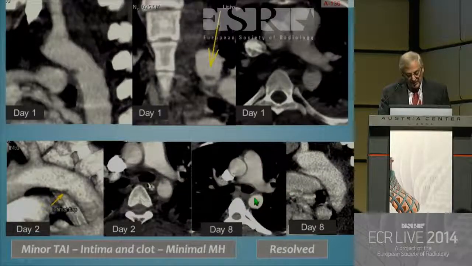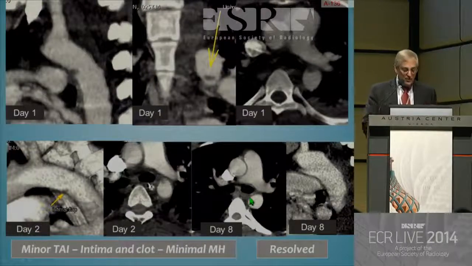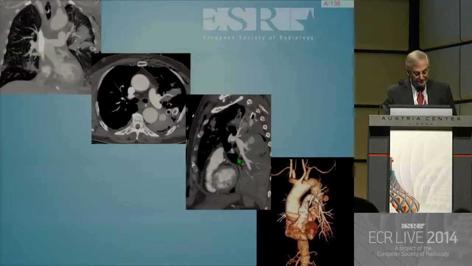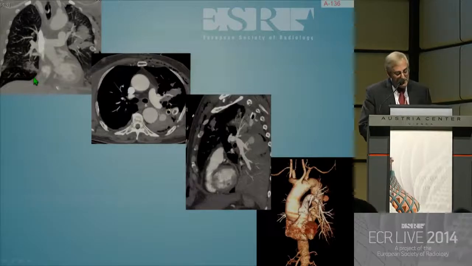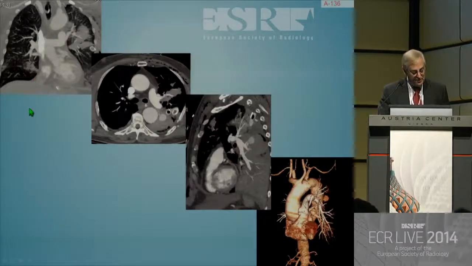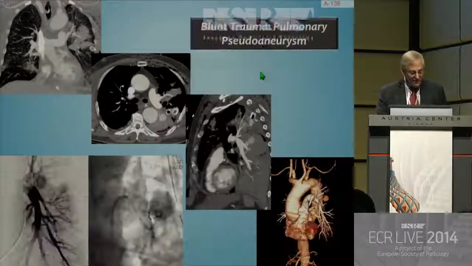There's still a little contour abnormality, but essentially the lumen of the vessel is clean. We don't think much about venous injuries in major chest trauma, but we have other possibilities, and here is a pseudoaneurysm, and you have to think about, well, where is this coming from? This was blunt trauma, okay, and this happened to be coming from the pulmonary artery.